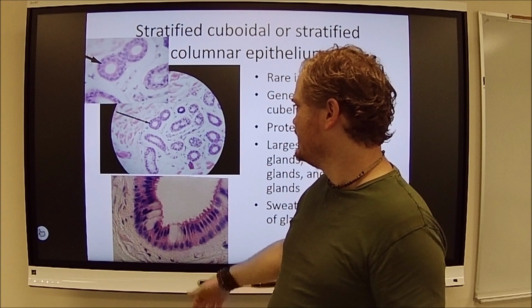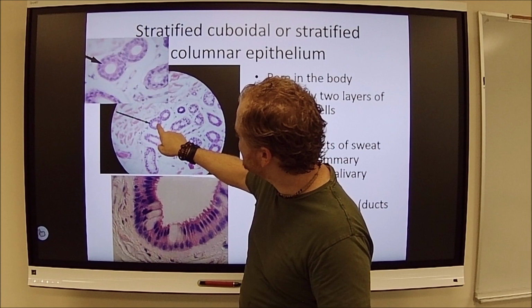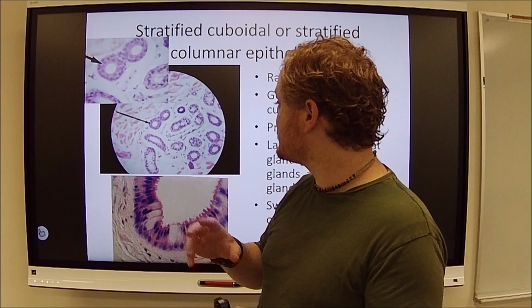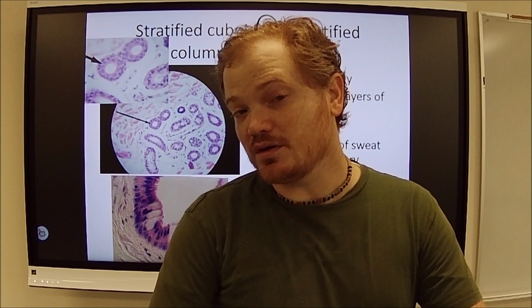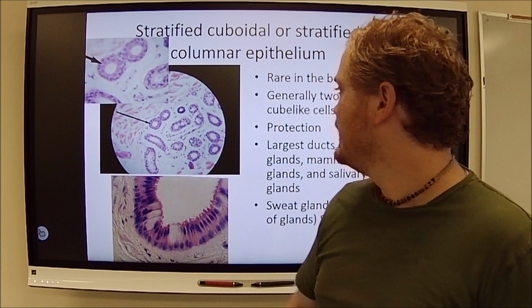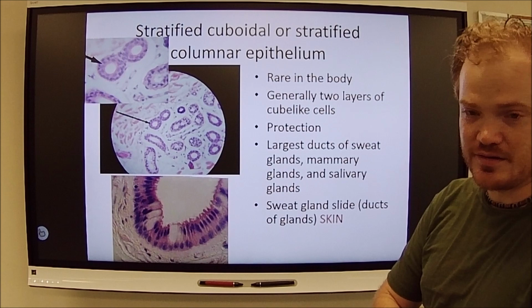And if you look at these, the cells are not perfectly square. The nuclei are just nice and round, and the cells are kind of equidistant around them. These are not square cells, but this is stratified cuboidal epithelium. That's what it looks like. Classic, classic glandular epithelium. Found in the skin. And I'll be showing you this as we move forward. All right, you're going to see this in the microscope.